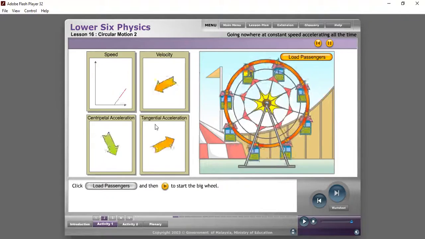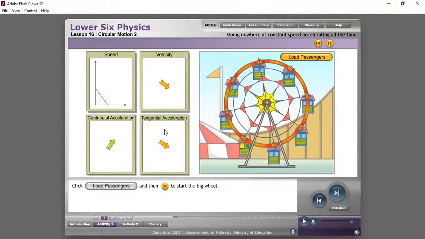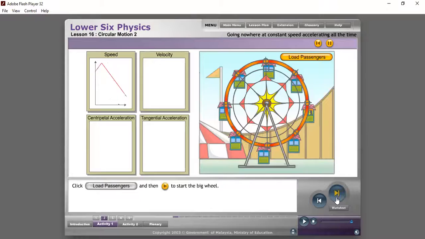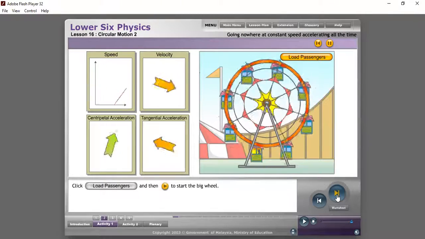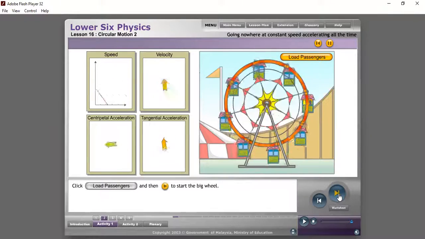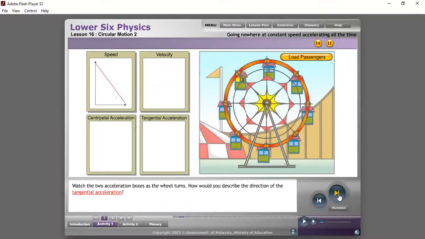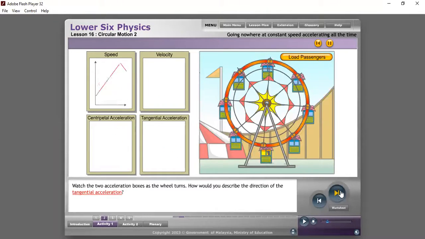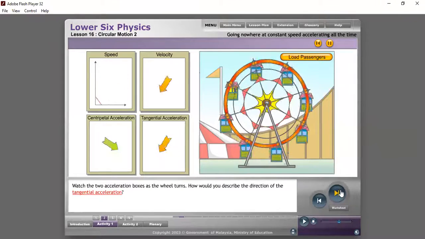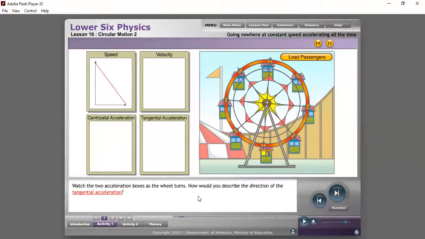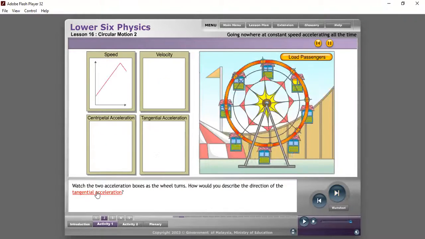And the tangential acceleration, because now it moves faster, increasing the speed and reducing the speed. So with the angular acceleration. Watch the two acceleration boxes as the wheel turns. How would you describe the direction of the tangential acceleration?